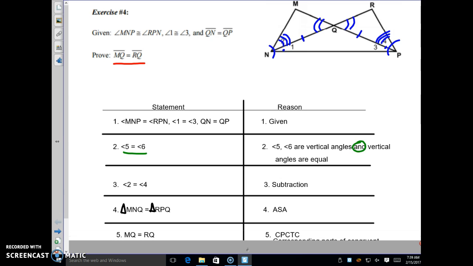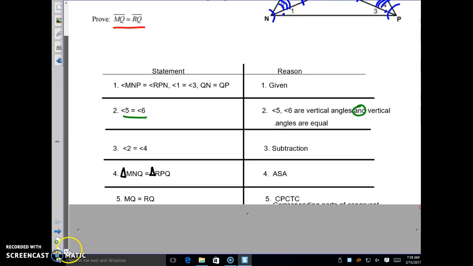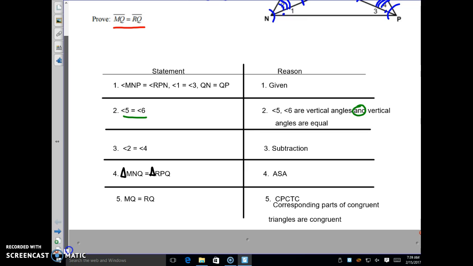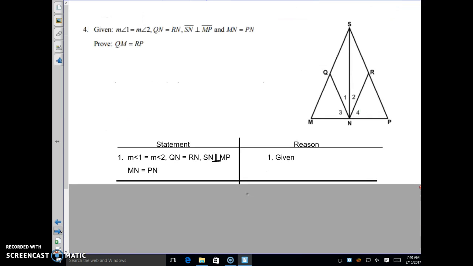And now we can prove the corresponding parts. Please remember, if you're not very good at remembering that corresponding parts of congruent triangles are congruent, or the acronym CPCTC, you need to make sure to do one of those. If you're not good with keeping the letters straight, make sure you write the entire sentence. That was page 18. Now you can go to page 20, and we are going to look at question number 4.